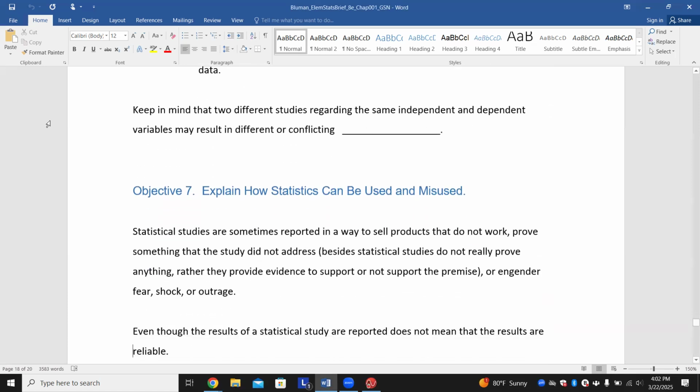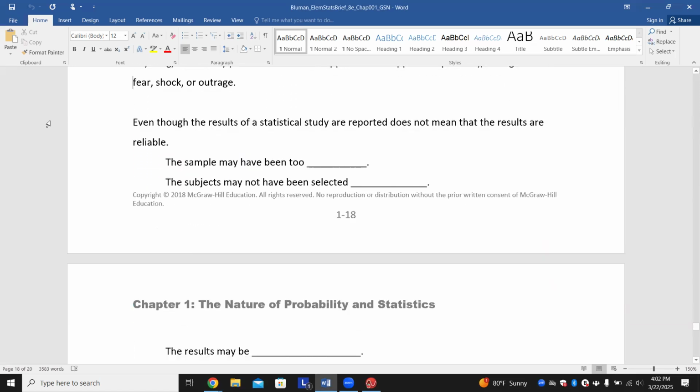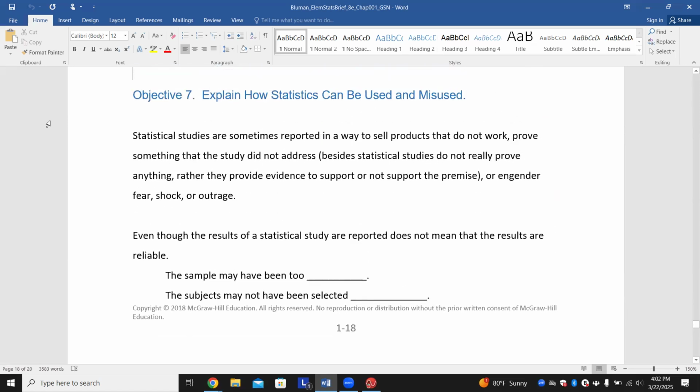In objective 7 here, we're going to explain how statistics can be used and misused. And I will say in our natural world here, statistics is usually misused all the time. Statisticians' jobs are usually to manipulate the data to make it look good for whoever they're working for. It's all truthful in a sense, but a lot of stuff is not observed or written in and not talked about, just so that data could look good for others.